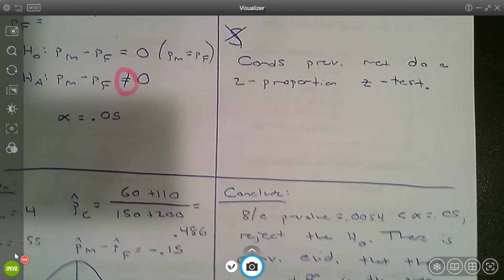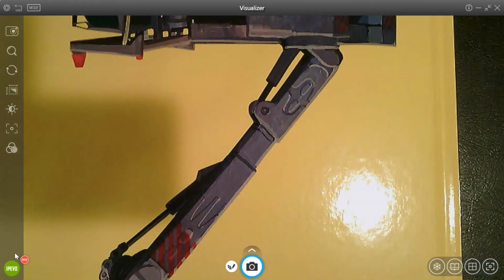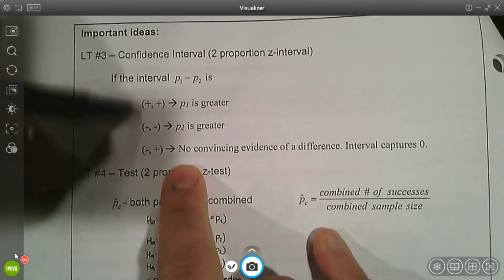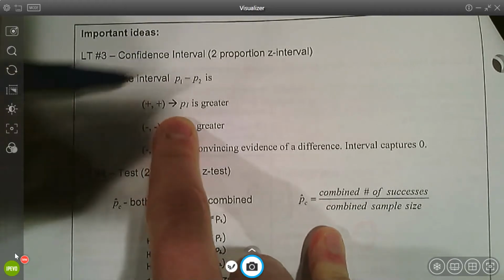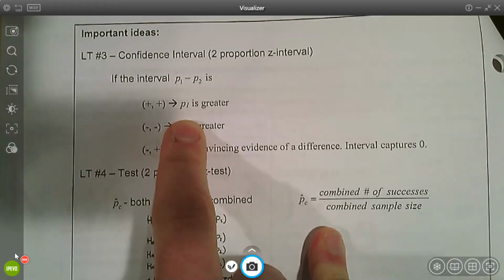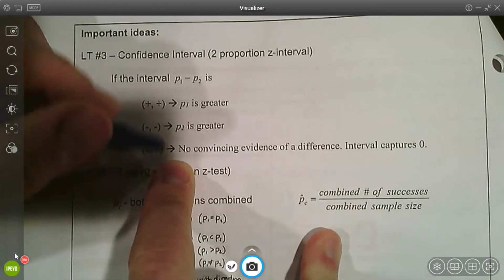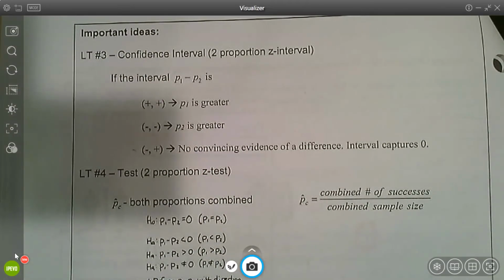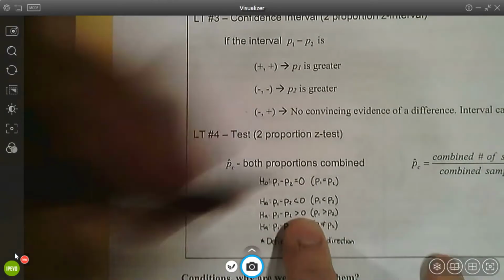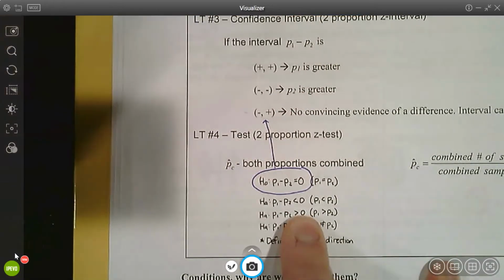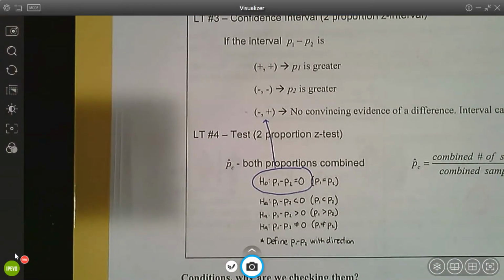So let's move on to page 4. Let's summarize this and take a look at how they are related. So confidence interval, you're going to get one of 3 scenarios. If you go from positive to positive, that means the first proportion is bigger. Negative to negative, the second proportion is bigger. Negative to positive, that means there's no convincing evidence of a difference because the 0 is captured within the interval. And remember, our null hypothesis is that the difference is 0. So if that's included inside the interval, there's no convincing evidence that we have a difference.